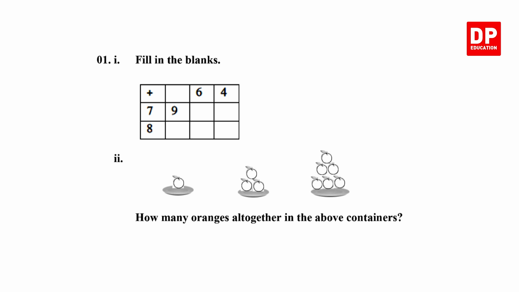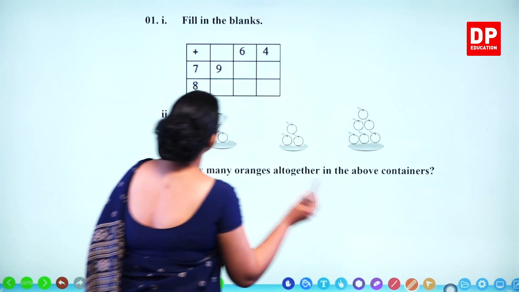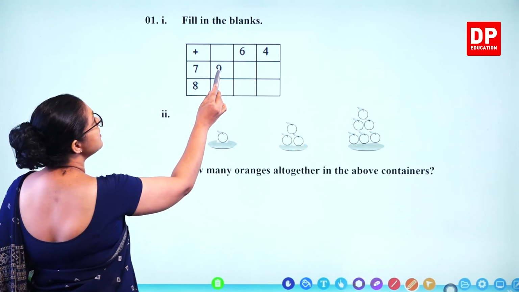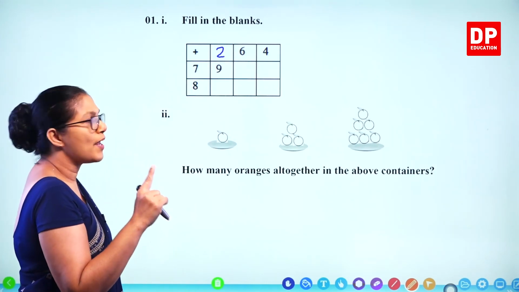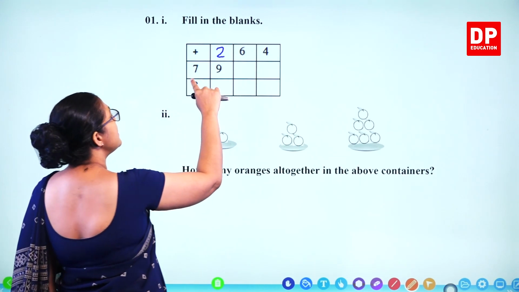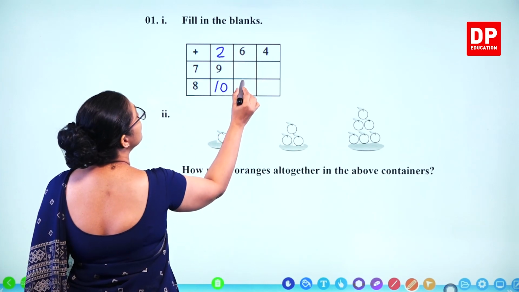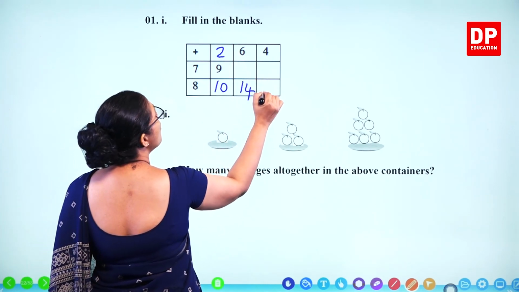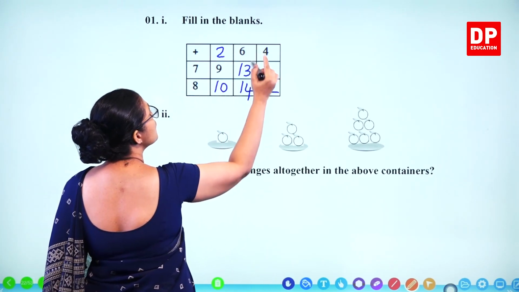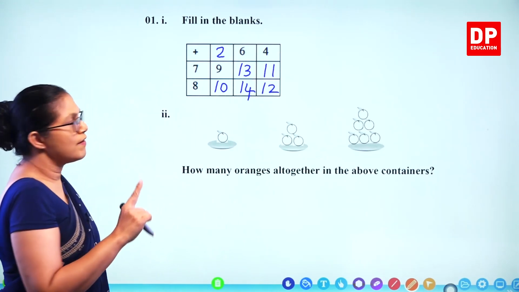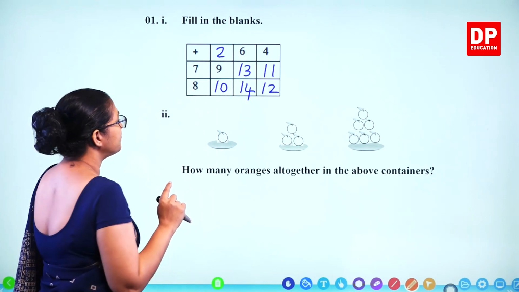Fill in the blanks. So addition sign is there. That means you have to add it. So let's try to fill this. You are getting 9 from 7. So what should be the answer here? That should be 2. 7 plus 2, you get 9. Then we can add it easily. 8 plus 2, 10. 8 plus 6, 14. 8 plus 4, 12. Then what about this one? 7 plus 6, 13. 7 plus 4, 11. So you can fill the other gaps by looking at the digits here.